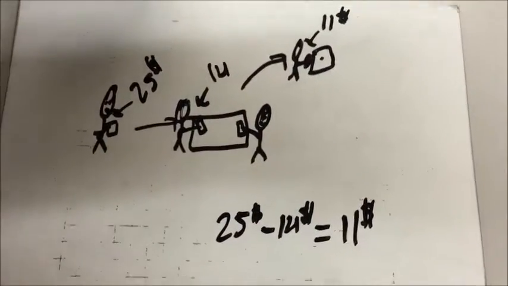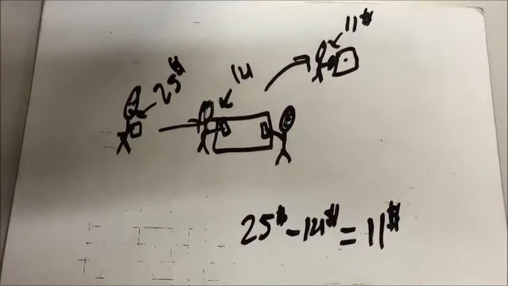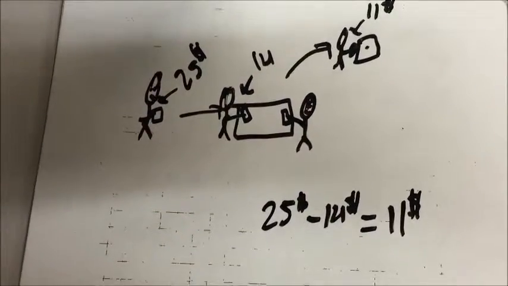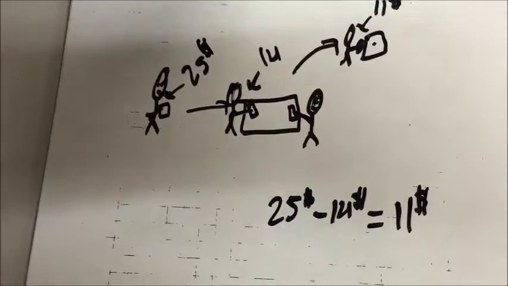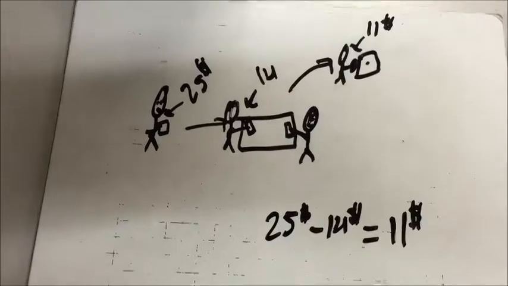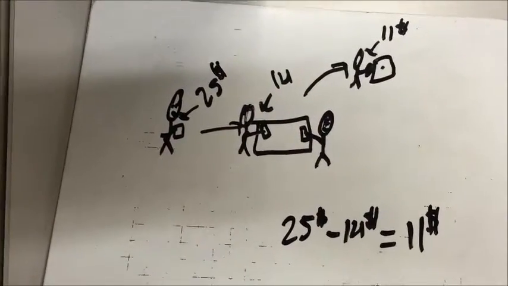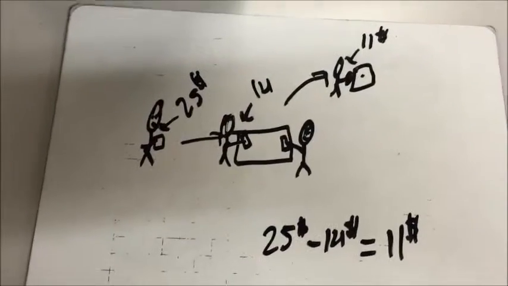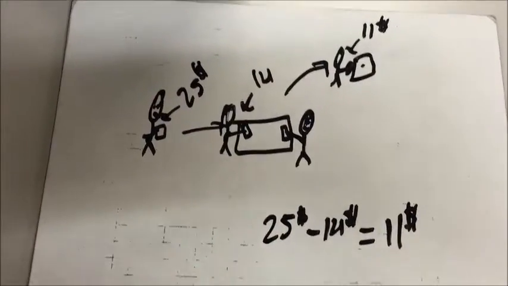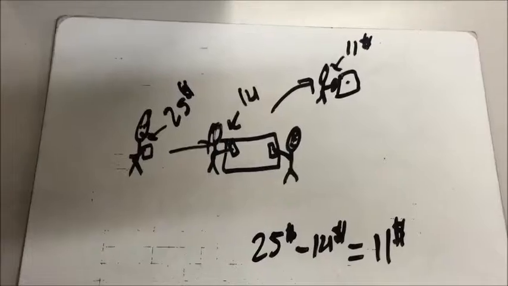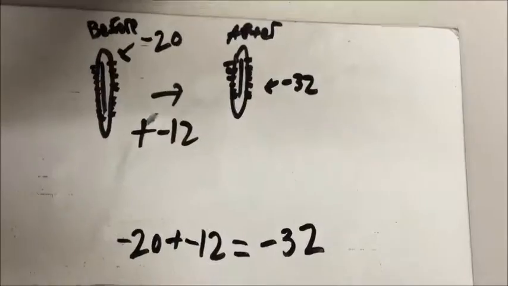Okay, so as the diagram shows, he started with $25. Then, when he went to the cashier, he spent $14. And then when he left to go outside, he had $11 left. So you had to do $25 minus $14, and you would have a remainder of $11, and that's how much you would have at the end.